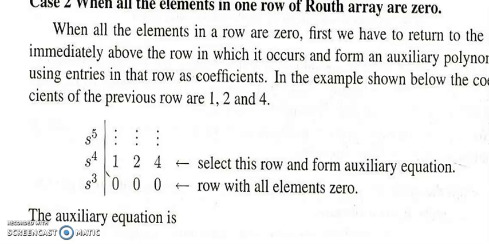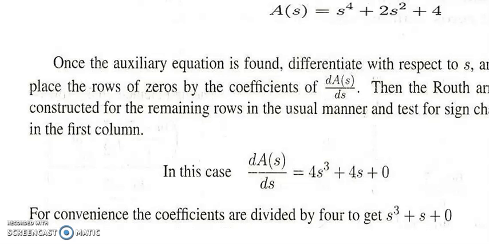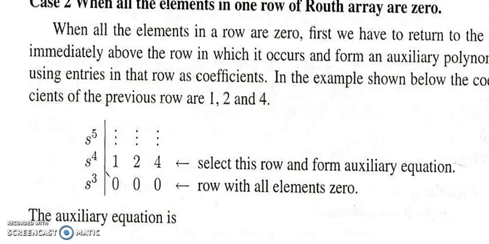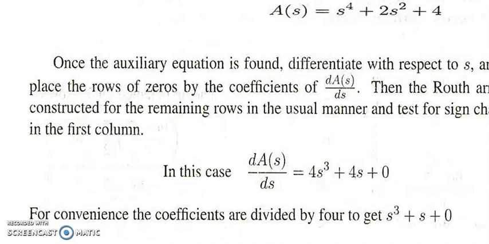Now you consider the case 2 when all elements in the Routh array become 0. So supposing you have the Routh array as shown and you have 1, 2 and 4 in S4 row and in S3 row all become 0. So you need to take what is called an auxiliary equation. An auxiliary equation is given by S4 plus 2S square plus 4 is equal to 0.